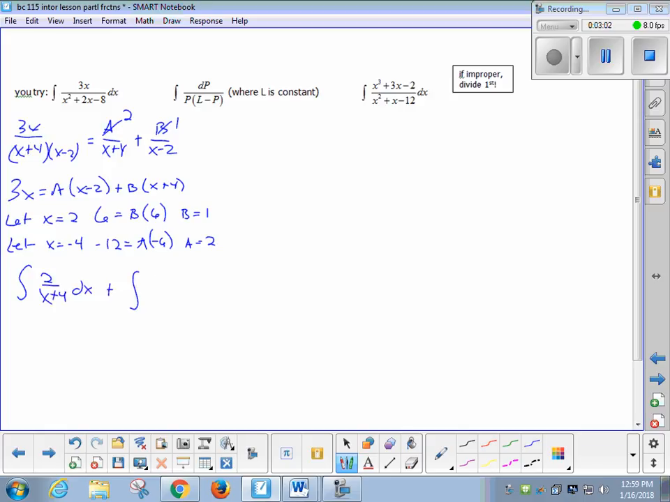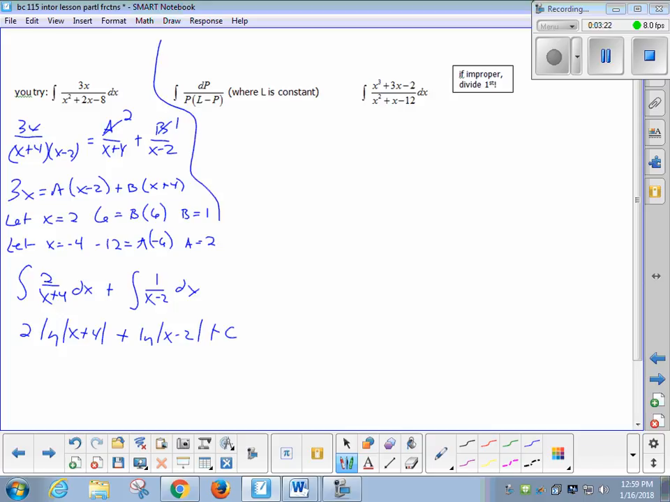And so maybe 2 natural log of the absolute value of x plus 4 plus the natural log of the absolute value of x minus 2 plus c, or some equivalent form thereof. Do you agree?